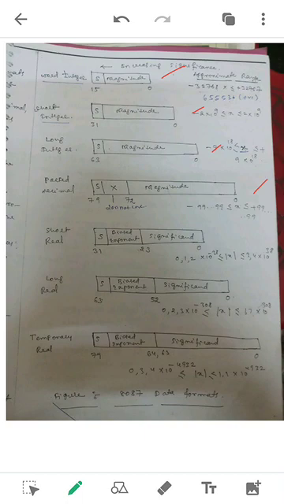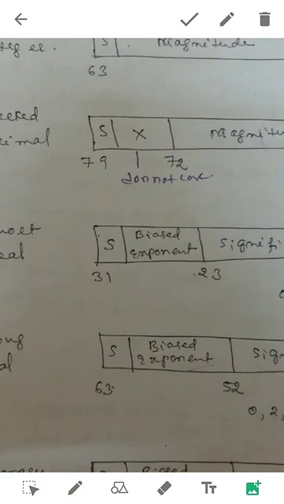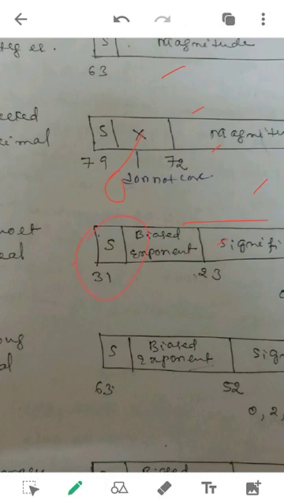You can see here one X, that is a do not care, and the range is from minus 99 to plus 99. Up to 18 digits we can represent by the packed decimal. Then you have the short real, 0 to 31. The S here is a sign. Then we have the biased exponent.